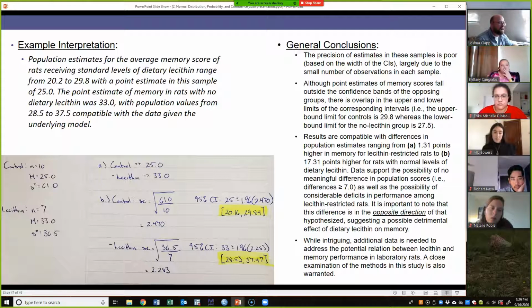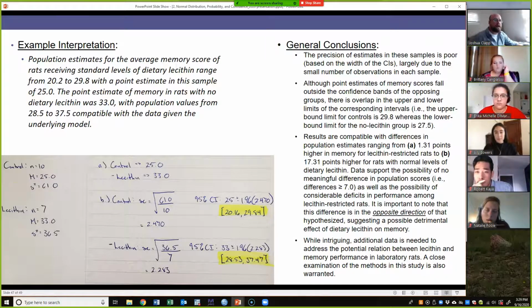So what we're seeing based on this is we thought it was going to go the opposite direction, right? But based on my interval estimate, the upper max supported value of memory for my rats that should be doing better is just a little bit over the minimum estimate for my rats that had no lecithin that shouldn't be doing worse, right? So we've already got some problems here.